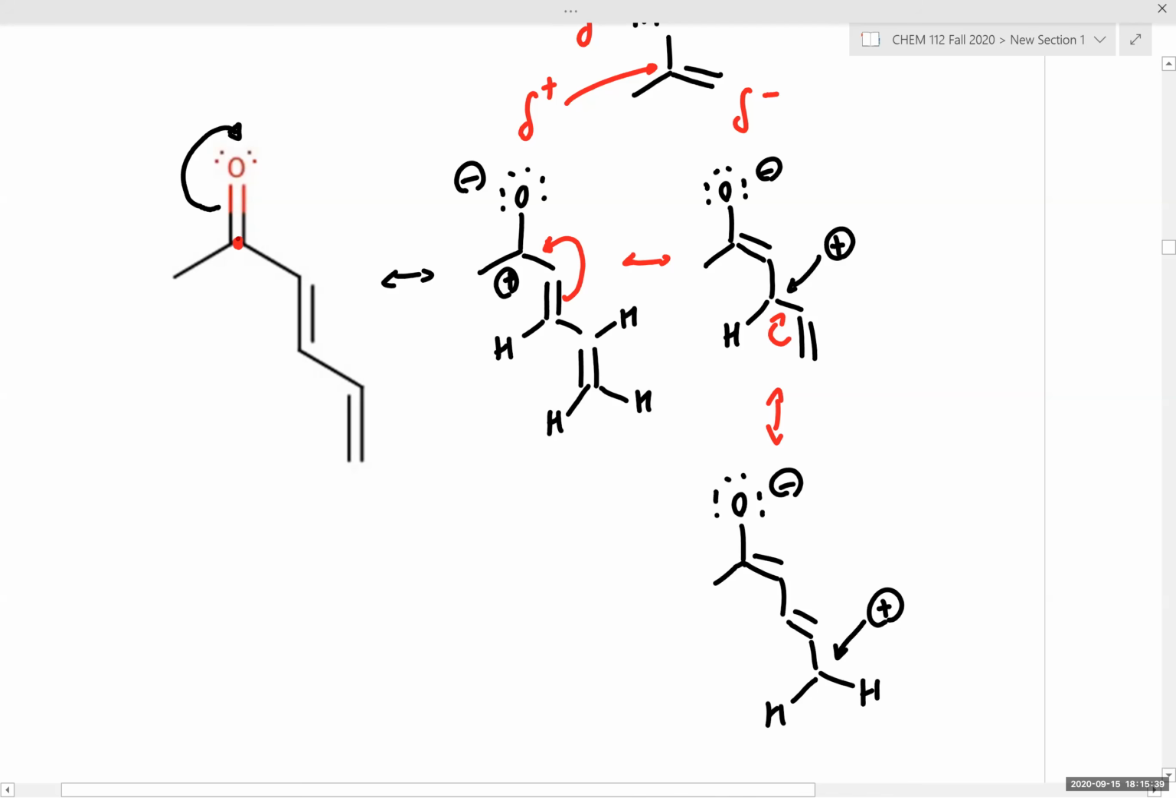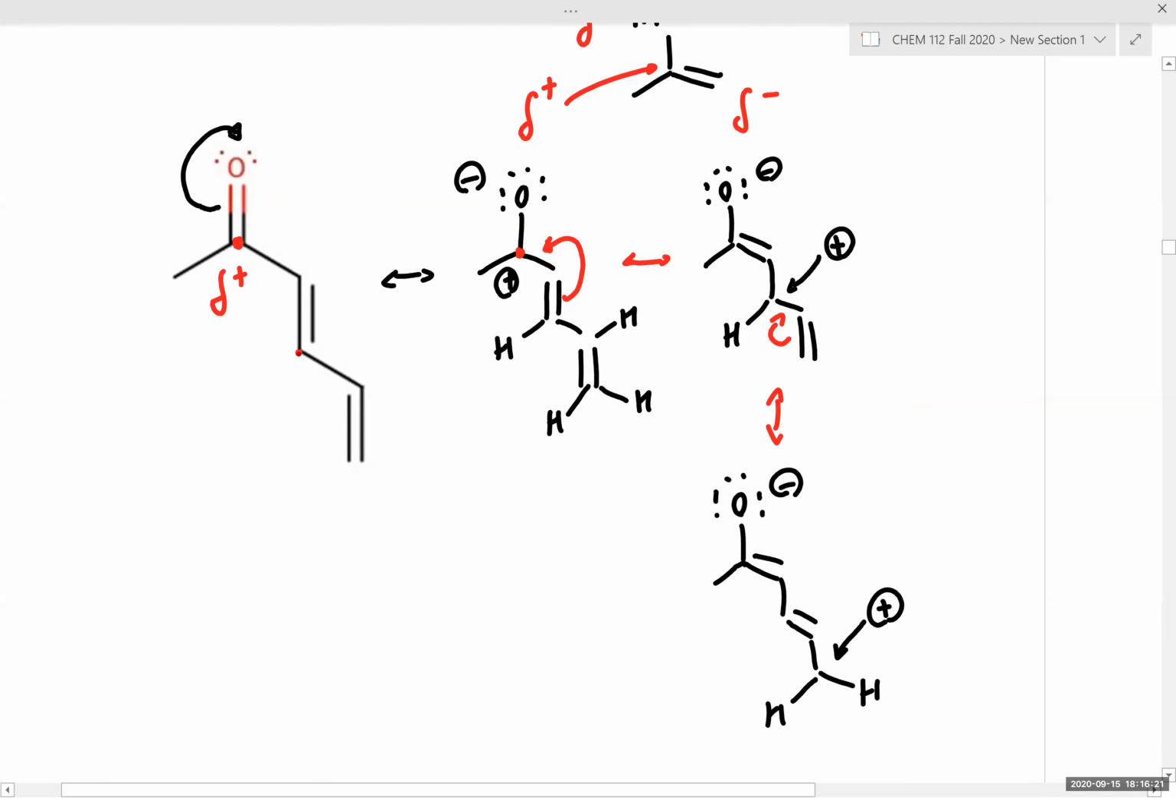So this first carbon, the carbon that I've marked in red, this one right here. Is this carbon electron rich or electron deficient? Do we see a positive charge or a negative charge? It's deficient, so we draw this with delta plus.